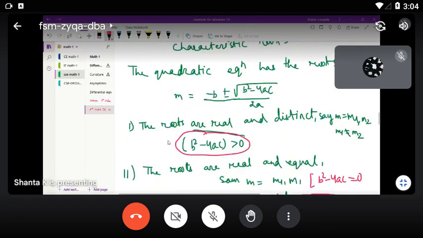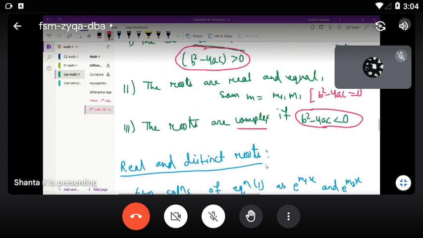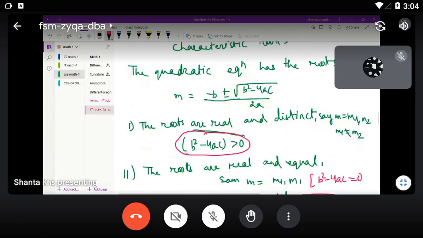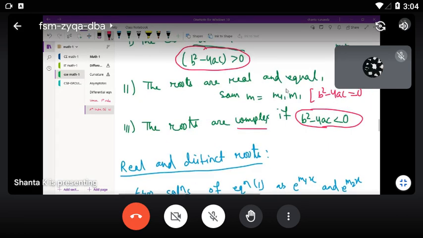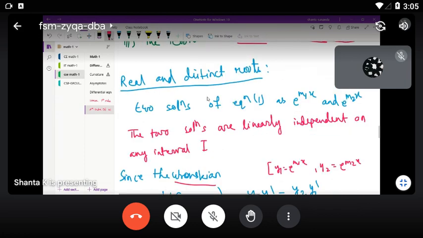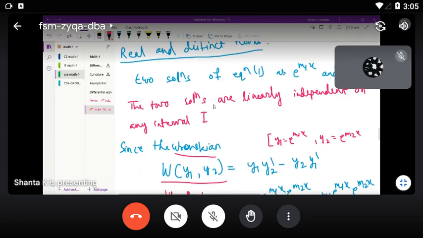There are three cases: the roots can be real and distinct, the roots can be real and repeated, that means equal, or the roots can be complex. Depending on b square minus 4ac, if it's positive, we will have real and distinct roots. If it's 0, we will have real and equal, repeated roots. If it's less than 0, we will have complex roots. Now if you have real and distinct roots, it's a quadratic one, so we are talking about two solutions.